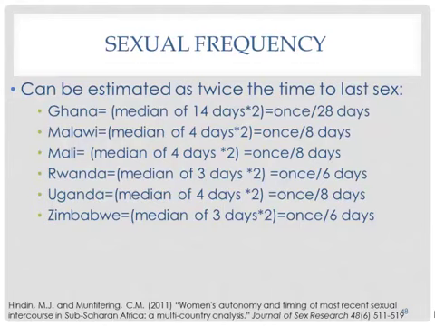And just to note, if you wanted to calculate frequency of sex, it's thought to be twice the median number of days that you have sex, so days since you've had sex. So for example, in Ghana, it would be 28 days, because the median was 14. And you can see that there's some variation.